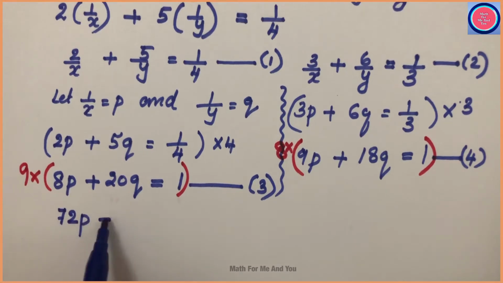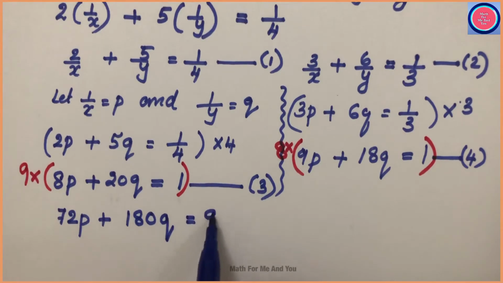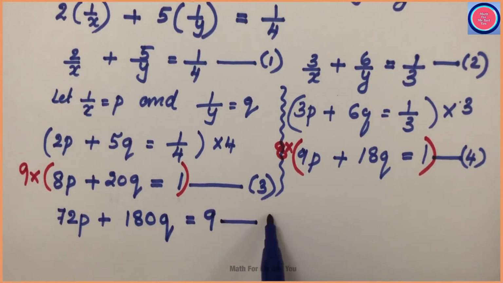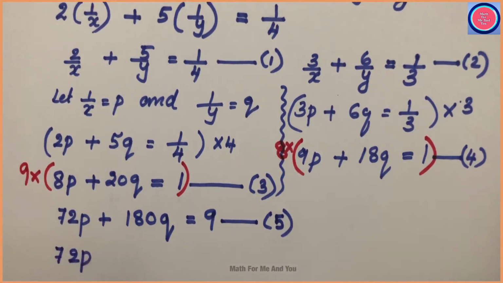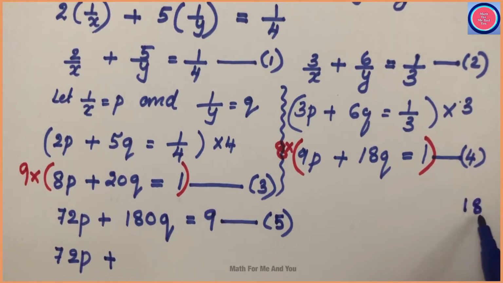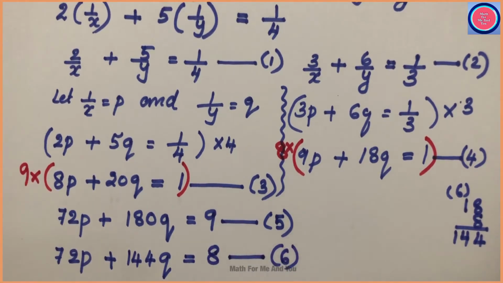9 times 8p, 72p, plus 9 times 20q, 180q, is equal to 9. And again we get a new equation. Let it be equation number 5. Equation number 4, we can multiply with 8. So we get 8 times 9, it is 72p, plus 8 times 18. How much is it? 18 times 8: 8 times 8 is 64, 6 carried over there, 8 times 1 is 8 plus 6, 14. So 144q is equal to 8 times 1, 8. Let it be equation number 6.